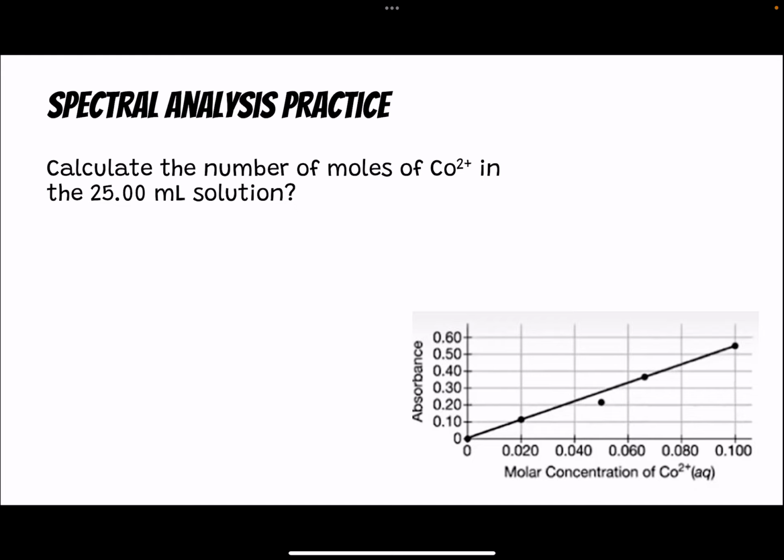Now we have to calculate the number of moles of the cobalt ion in the solution. Again, this was our concentration of the cobalt ion based on the absorbance value given to us. All we have to do is find the number of moles by doing our molarity calculation: molarity equals moles over liters. So then x should be 0.002 moles.